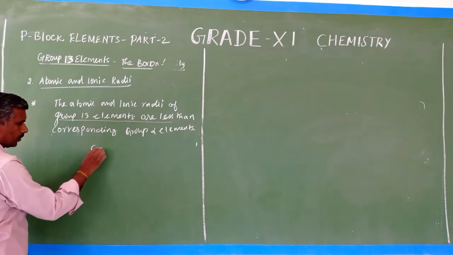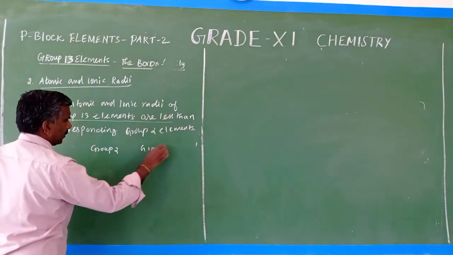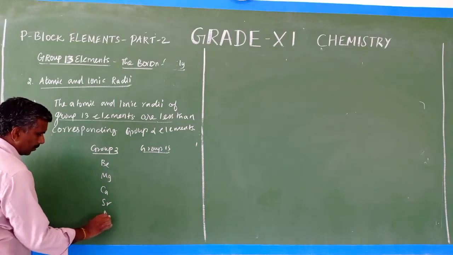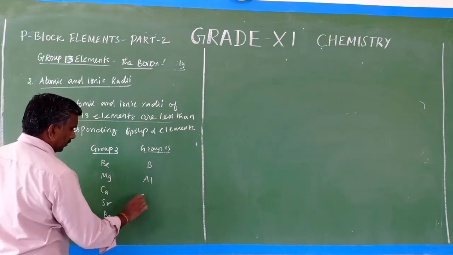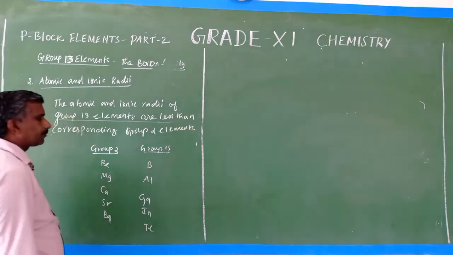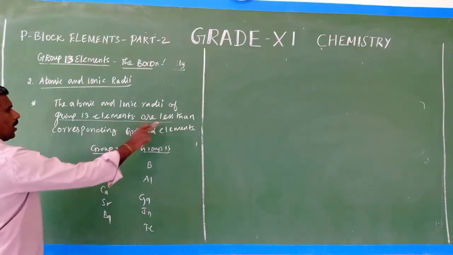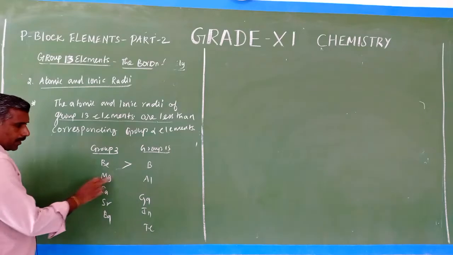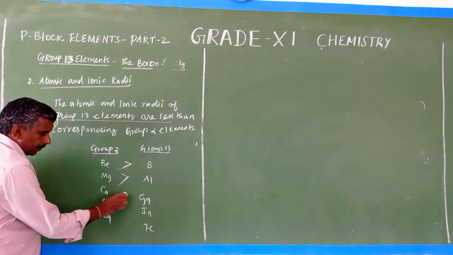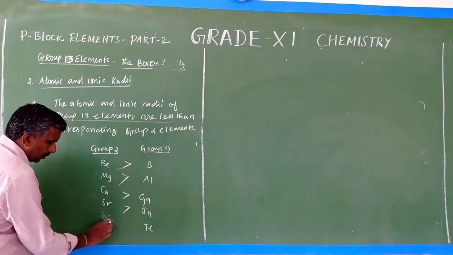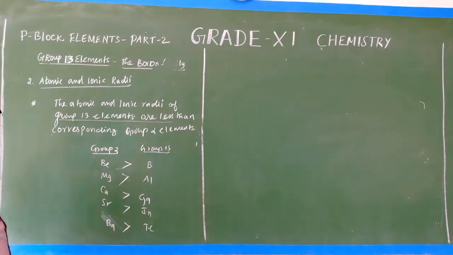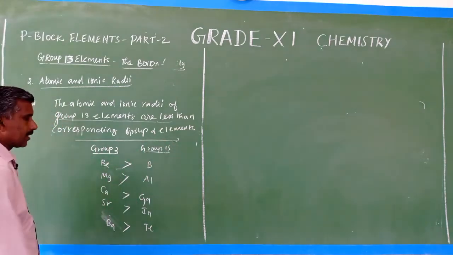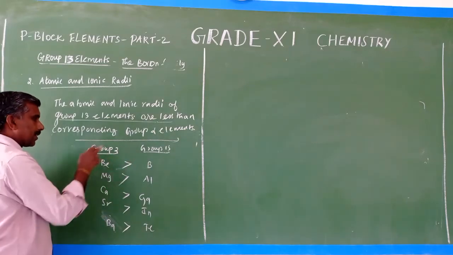Group 2 is beryllium, magnesium, calcium, strontium, barium. Group 13 is boron, aluminum, gallium, indium, thallium. The atomic size decreases from beryllium to boron, magnesium to aluminum, calcium to gallium, strontium to indium, and barium to thallium. The reason is that effective nuclear charge increases from left to right, so atomic size decreases. That is why group 13 elements are smaller than group 2 elements.